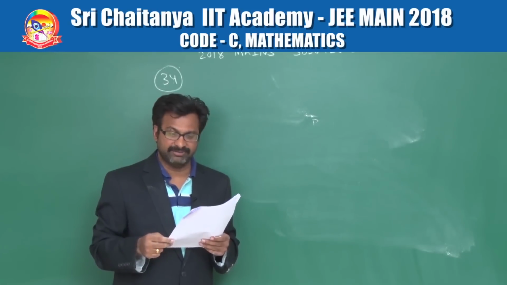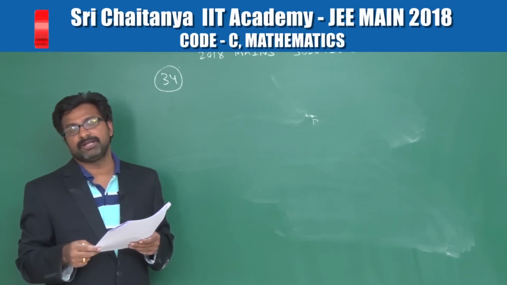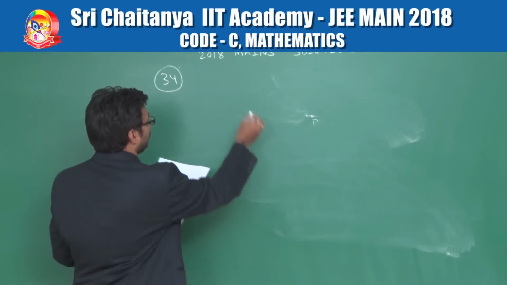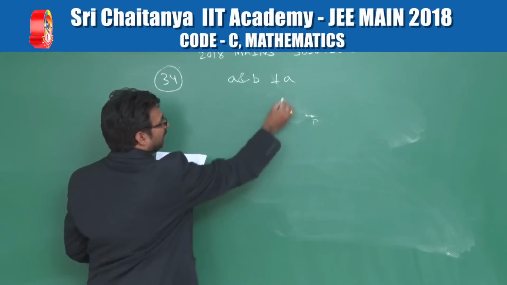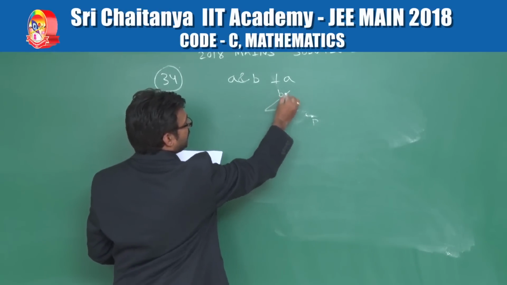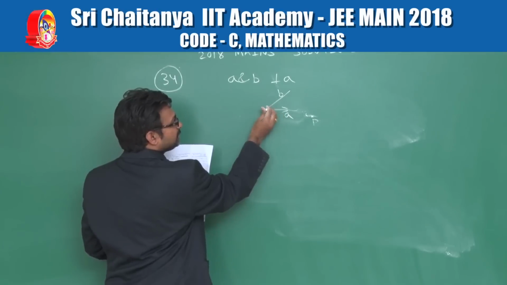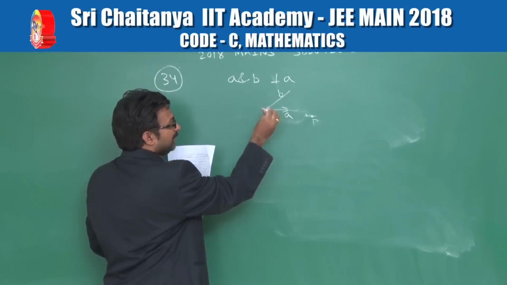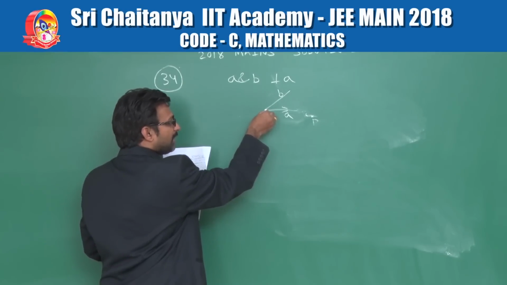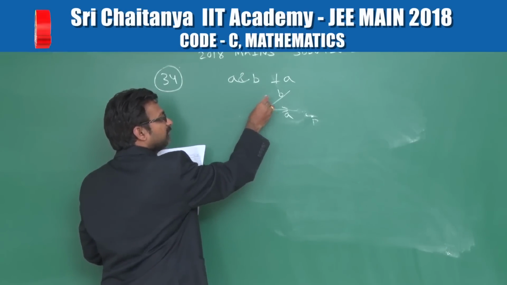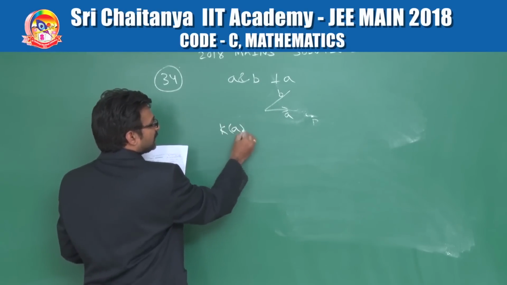Let us see question number 34. U is a vector coplanar with A and B, and U is perpendicular to A. So let us consider A cross B. A cross B is a vector perpendicular to the plane. Now, consider A cross B. A cross B or minus A cross B, both of them will fall into the plane. Therefore, K into A cross B.